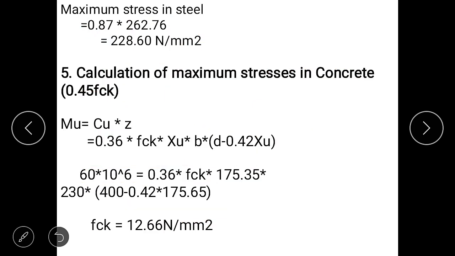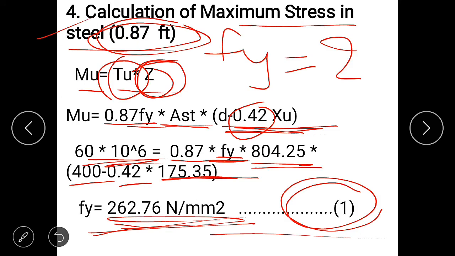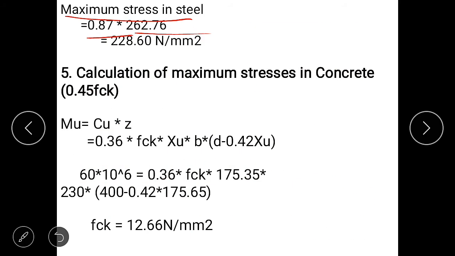Now second, the maximum stress in steel. The formula is 0.87 into fy. So fy we found is 262.76. So 0.87 into 262.76, the value is 228.60 Newton per mm square. It is called the maximum stress in steel.